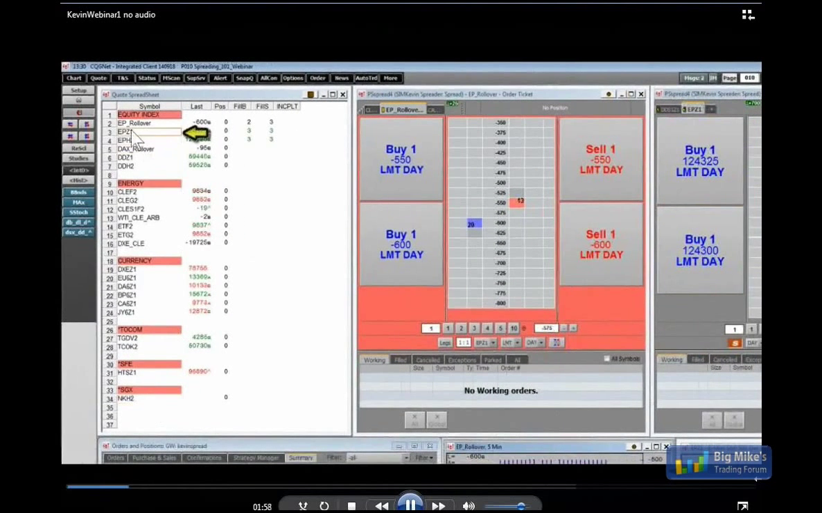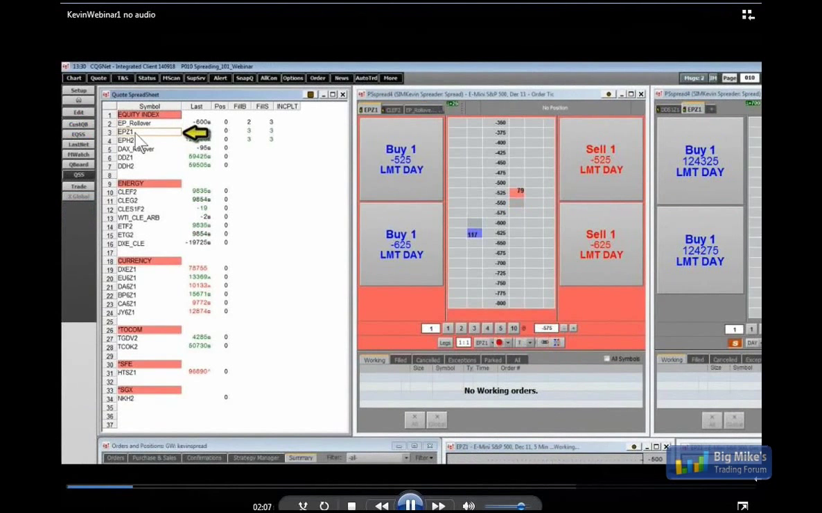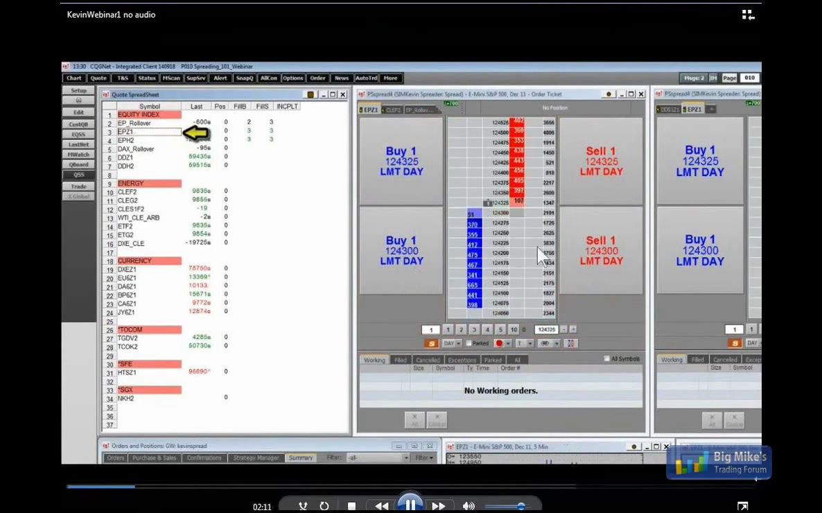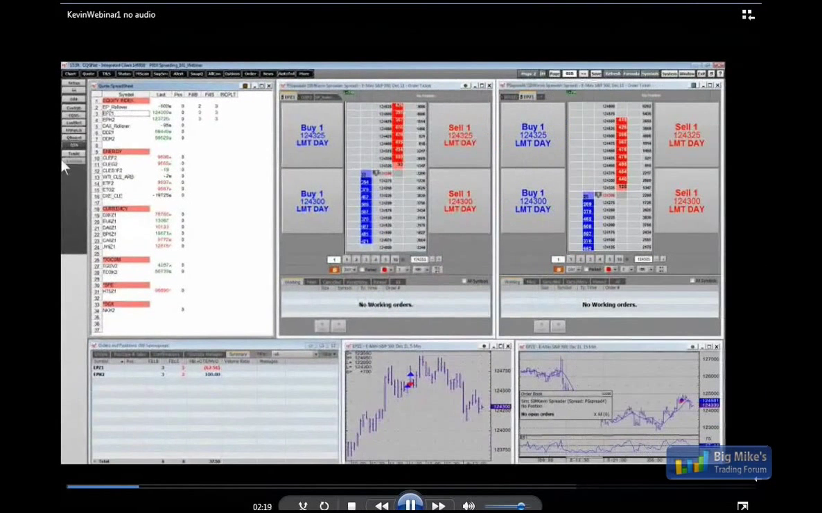Moving out a little bit further here, we're going to discuss how we can pull from the quote spreadsheet the outright contract, that's the December E-mini S&P contract. And what I've done is I've linked the quote spreadsheet to a trading interface such that with one quick click onto this Excel-styled spreadsheet, I can have that in focus.